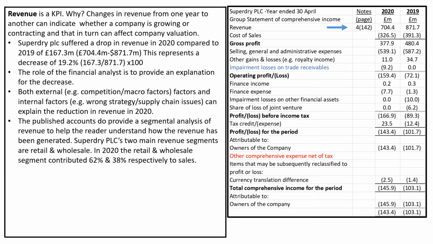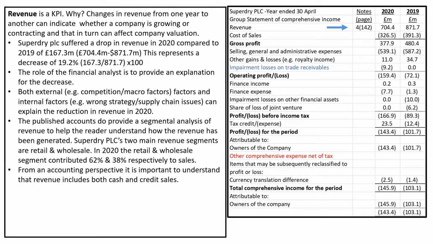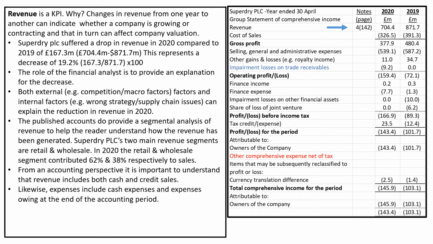In Superdry PLC, the two main revenue segments are retail and wholesale, and in 2020 the retail and wholesale segments contributed 62% and 38% respectively to sales. From an accounting perspective, it is important to understand that the revenue includes both cash and credit sales. Likewise, expenses include cash expenses and expenses owing at the end of the accounting period.